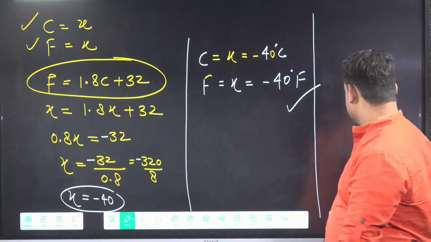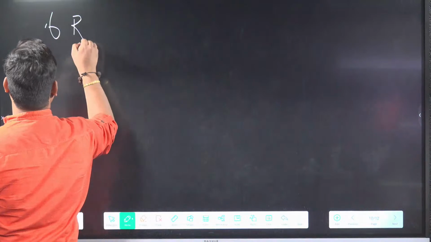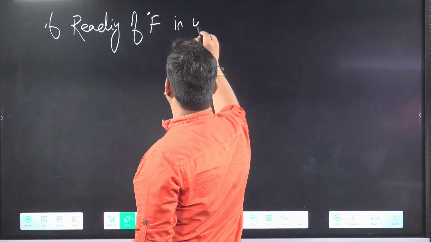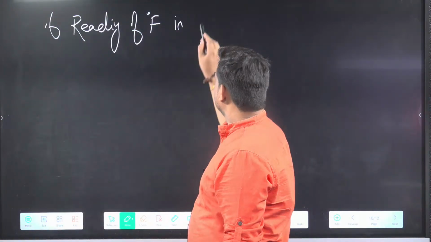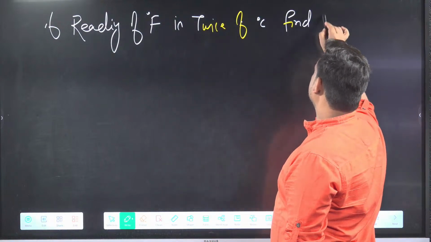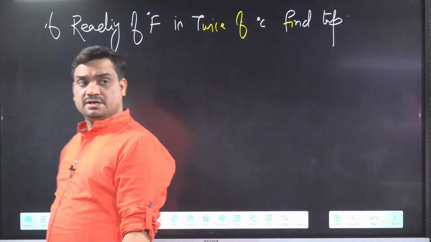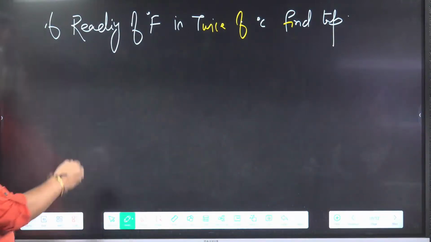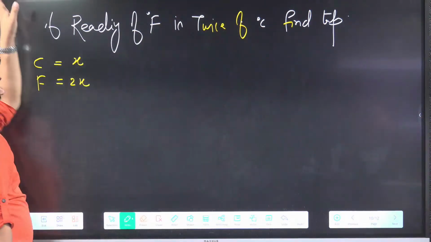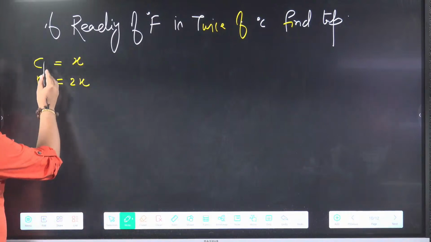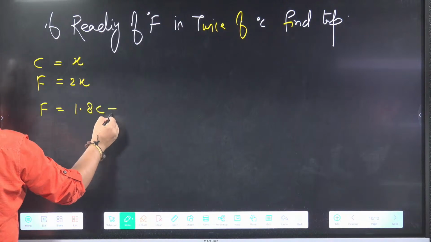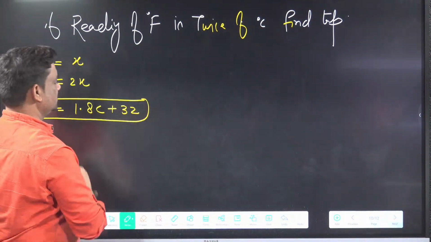Question: If reading of Fahrenheit is twice of Celsius, find temperature. Reading of Fahrenheit is twice of Celsius. You will say, sir, Celsius I will take X. It means Fahrenheit is 2X. Then we have to find. So what relation can we take here? F equal to 1.8 C plus 32. Tell me the answer fast. This is the relation that you have to use.